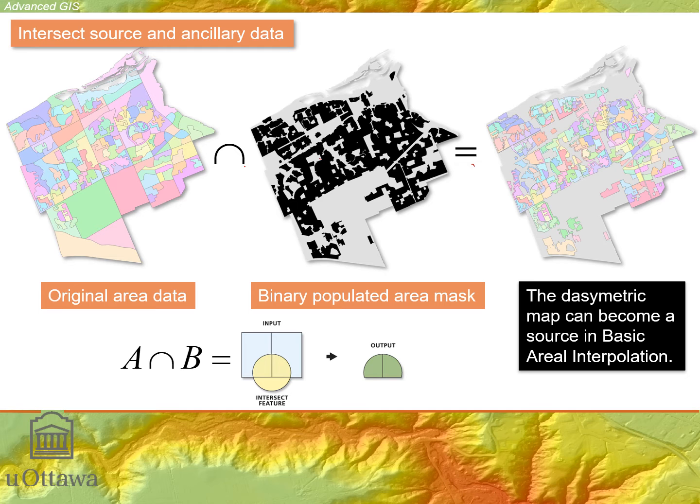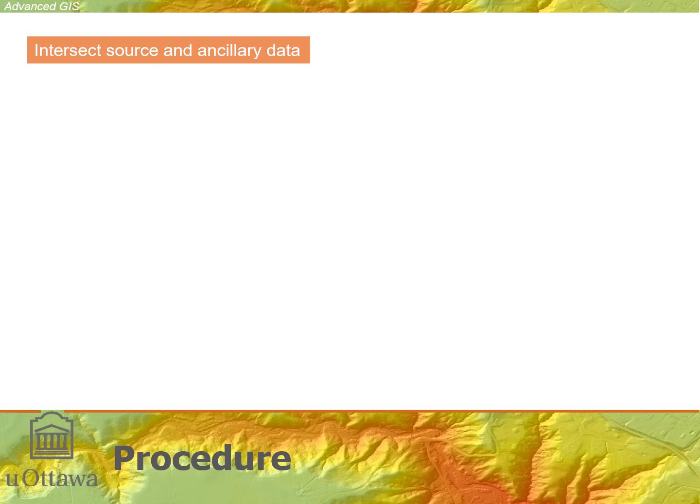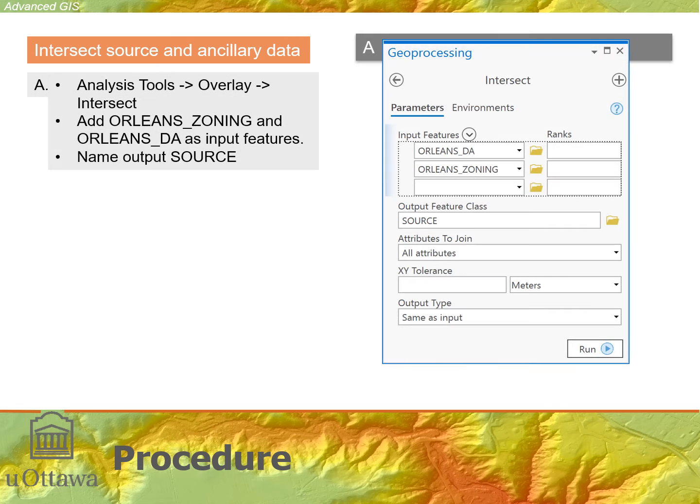So now that we have this, that is the one that we have to now disaggregate to get the individual populations for each small part of the intersected polygons. So we intersect source and ancillary data. That's the first thing.